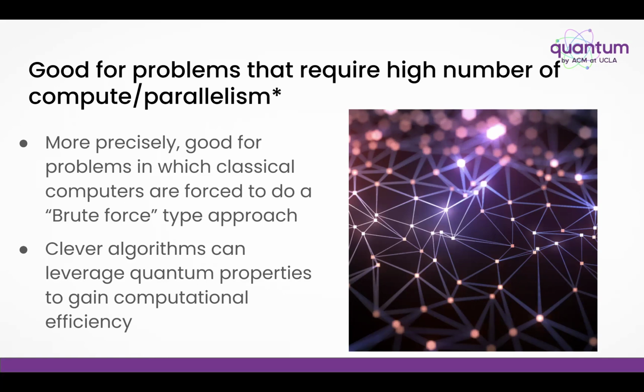So what is quantum computing actually good for? It's good for problems that require a high amount of compute parallelism. More precisely, it's good for problems in which classical computers are forced to do a brute force type approach because they just don't have a better way of solving that problem. A good thing about quantum computing is that because of these special properties, clever algorithms can leverage the properties I mentioned earlier, like superposition and entanglement, to gain crazy computational efficiency. Grover's algorithm we mentioned at the beginning can get a square root speedup, but Shor's algorithm, the reason why we say it'll break RSA encryption, is because it speeds up the integer factorization problem by an exponential amount.